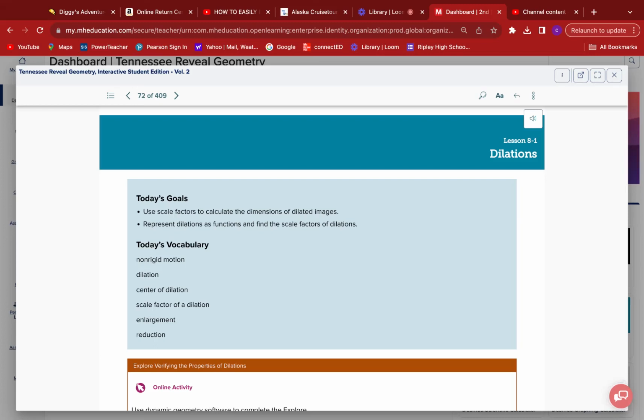Hey everybody, we are in lesson 8.1, so brand new unit. This unit's on similarity, and basically you are going to be looking at two objects that appear to be the same figure. One is going to be larger or smaller than the other. So for that to happen, you have to have what's called a dilation.